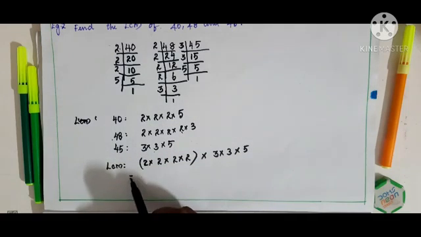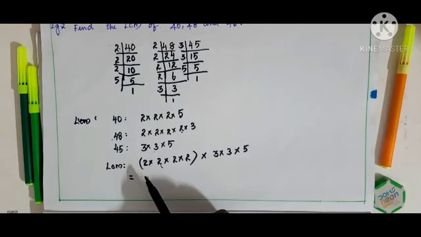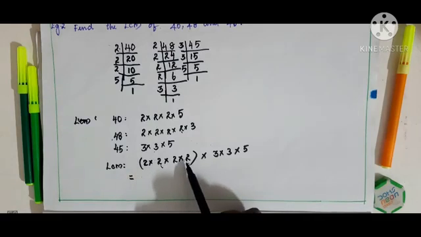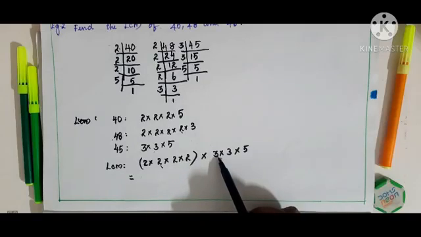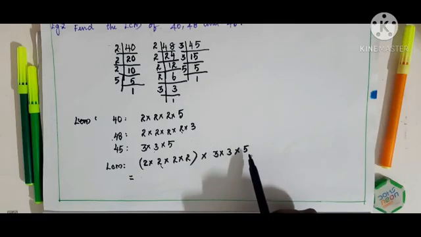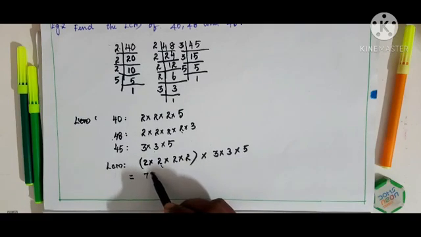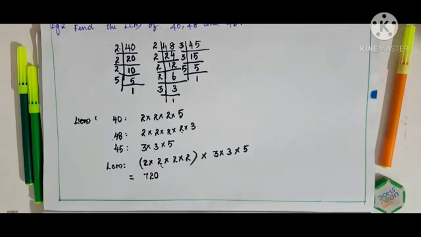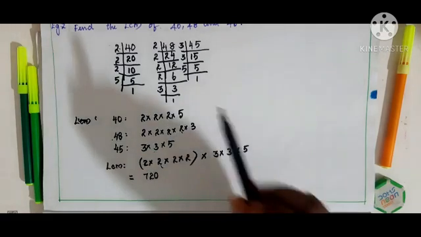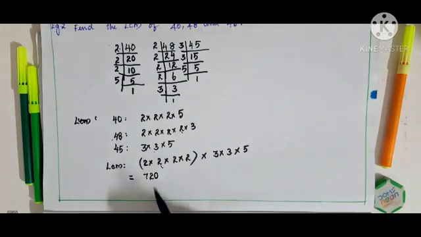Now you can multiply and write. So 2 into 2 is 4. 4 2s are 8. 8 2s are 16. 16 3s are 48. 48 into 3 is 144. 144 into 5 is 720. Is it clear? So when you multiply, do it carefully. So the LCM of 40, 48 and 45 is 720. Is it clear? Fine. Now I hope you can do the LCM sums very easily.